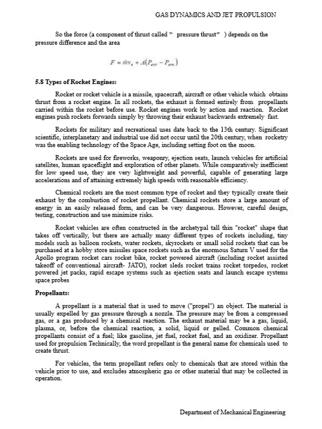Chemical rockets are the most common type of rocket, and they typically create their exhaust by the combustion of rocket propellant. Chemical rockets store a large amount of energy in an easily released form and can be very dangerous. However, careful design, testing, construction, and use minimize risk. Rocket vehicles are often constructed in the archetypal tall, thin rocket ship that takes off vertically.